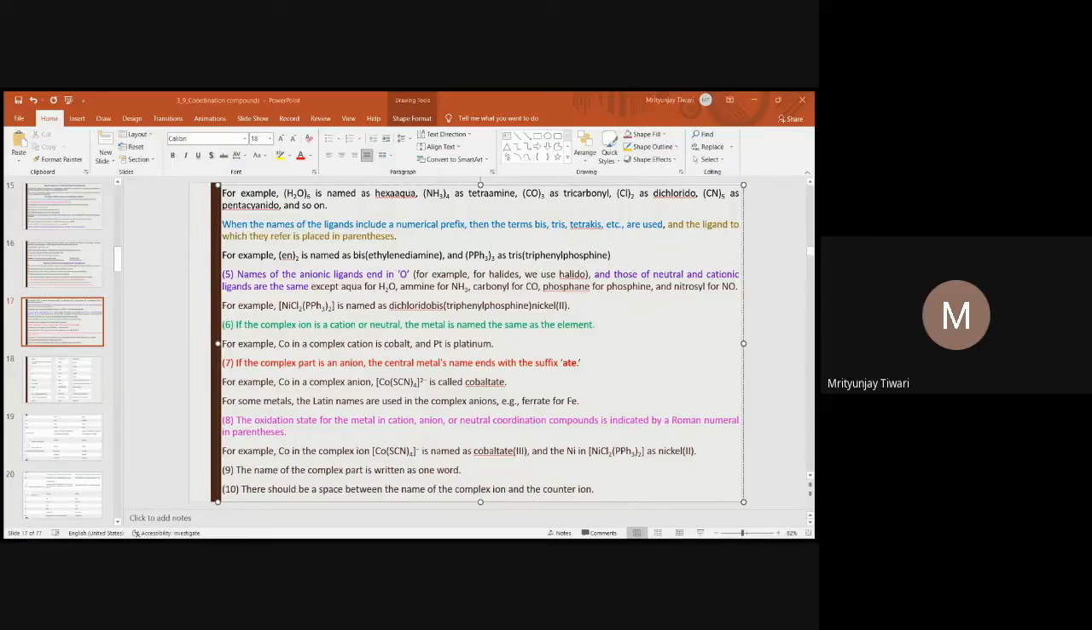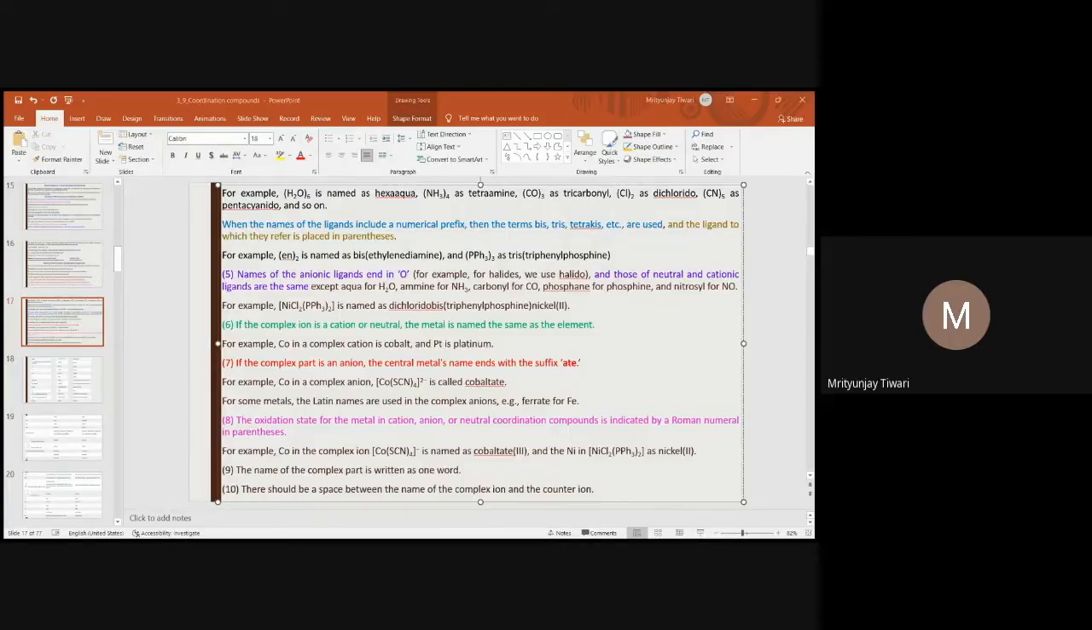This ligand is ethylenediamine or ethane-1,2-diamine. So ethylenediamine is represented as en. This is just a simple representation or abbreviation of these ligands. As you can see, oxalato is another important ligand. This complex is also a very important complex, but you don't have to worry about this complex.